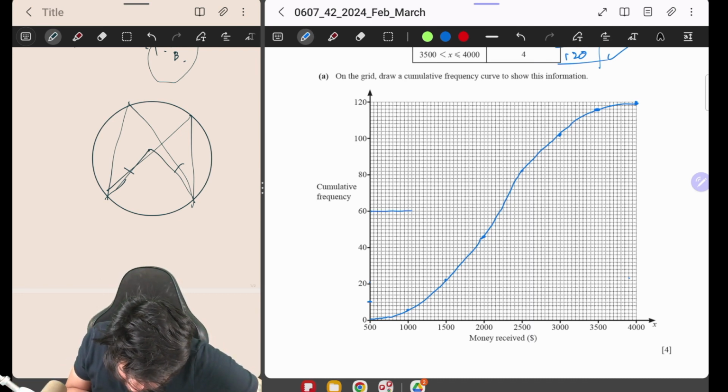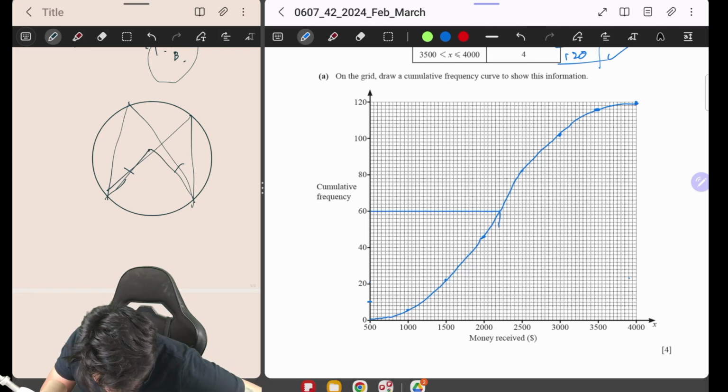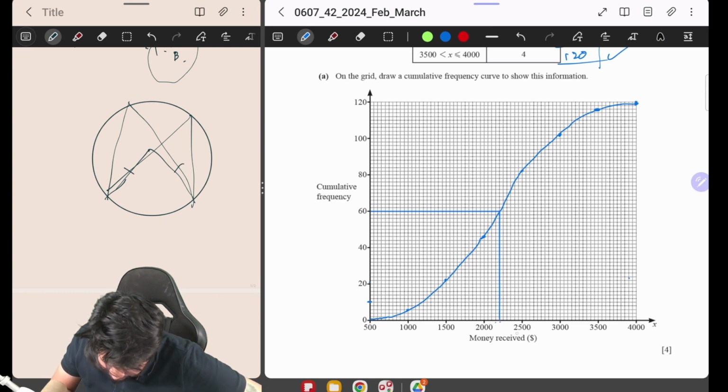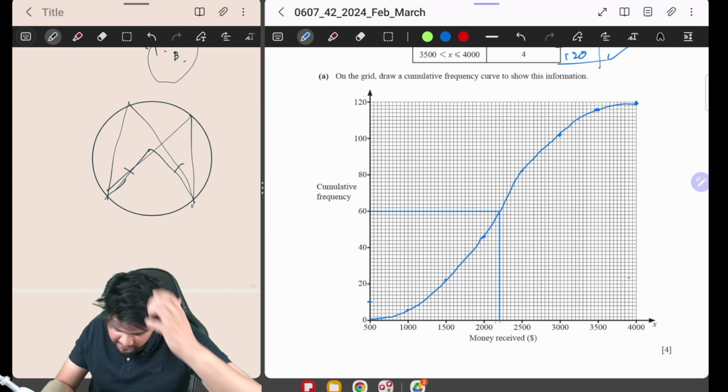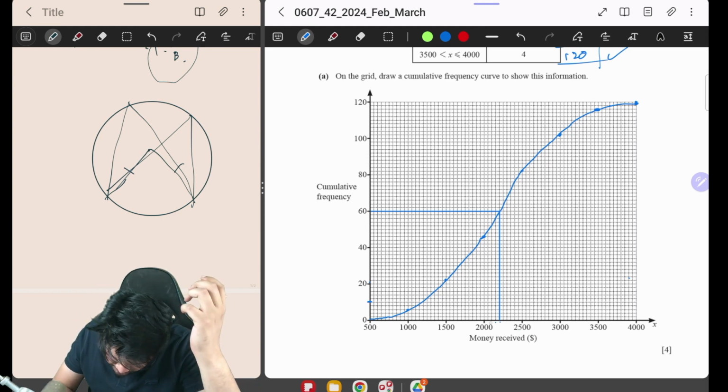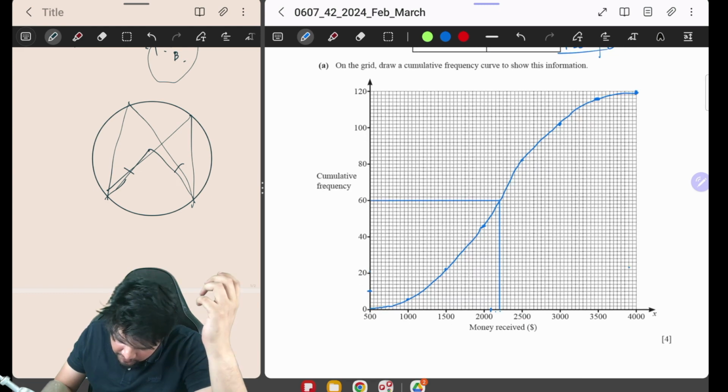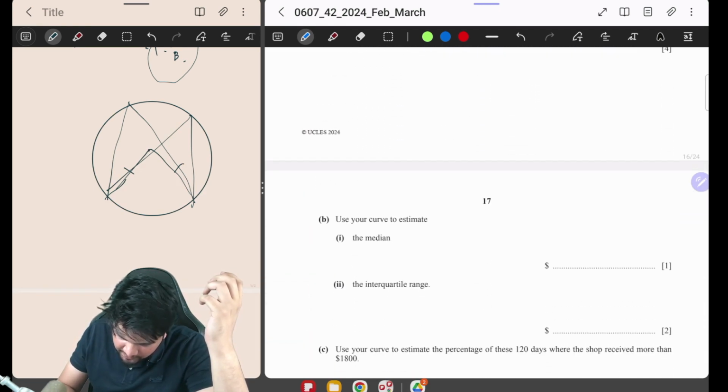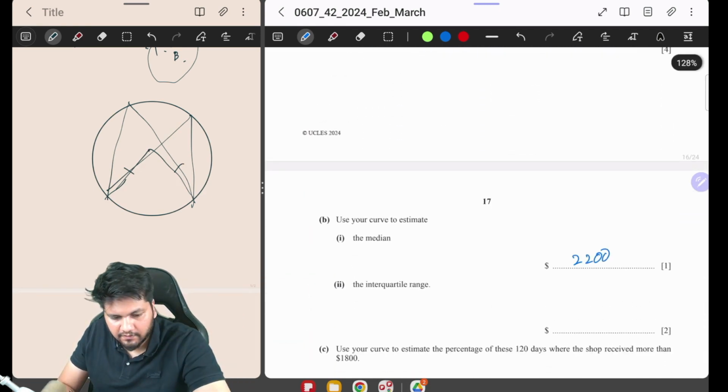So here all you have to do is plot these points. As I can see, it is somewhere here. So 100, 200, 300, 400, so between these there are 10 gaps, so each is 50. This is 100, this is 200, so it's going to be 2200. So the median is going to be 2200.